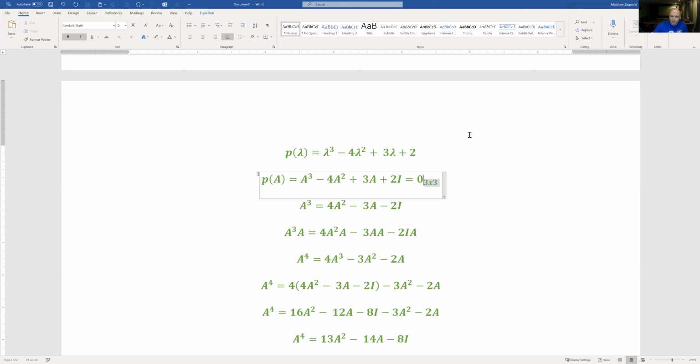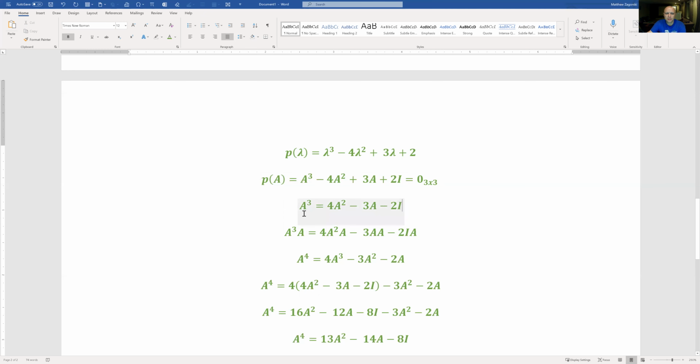So that's going to equal that. What we're going to do is subtract off each one of these terms and move them to the other side. That gives us an equation for A cubed. And as you can tell, we've already reduced the power of A cubed to A squared. So 4 times A squared minus 3 times A minus 2 times the identity is going to equal A cubed.